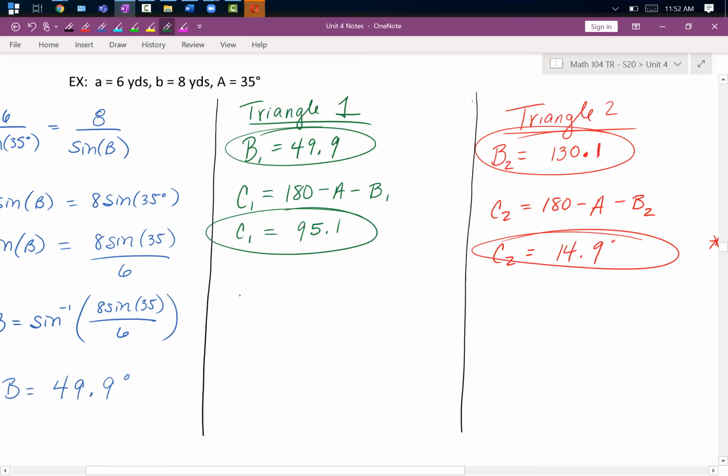Okay, so let's find our side C's for both triangles. Start with my first triangle. Side C, I'm going to start with my A pair, just like I did before. So that's 6 over sine of 35 is going to be equal to our side C1. Here, the subscripts are necessary because we have the two different triangles to keep track of. Over sine of 95.1. To solve for C1, we'll just multiply both sides by sine of 95.